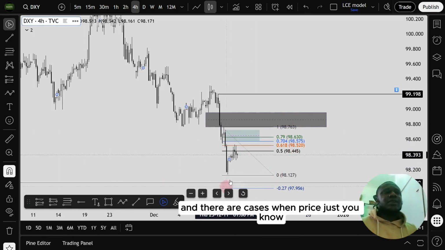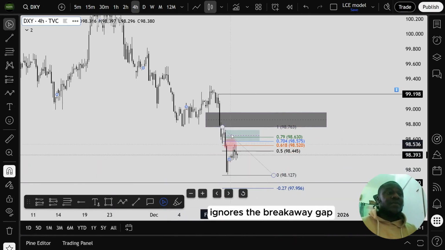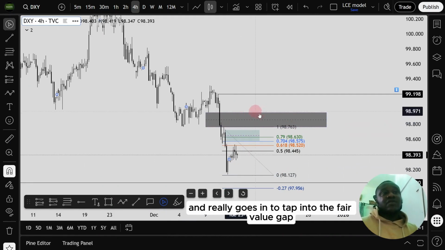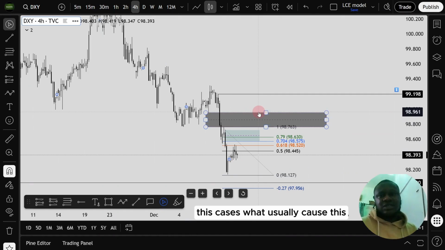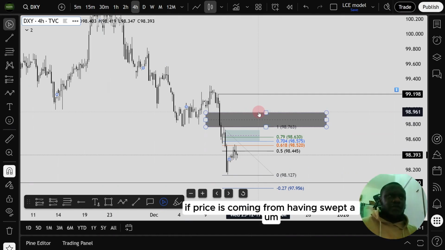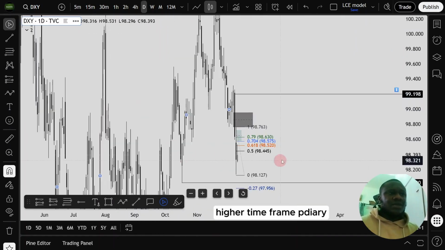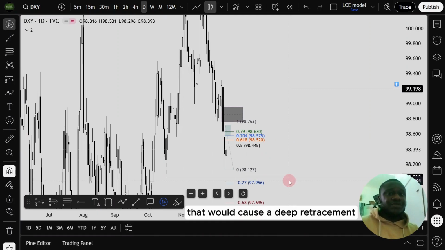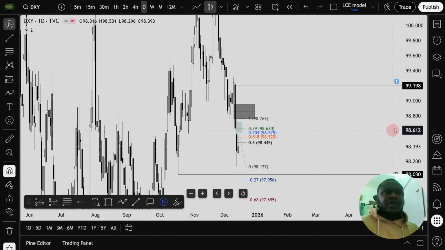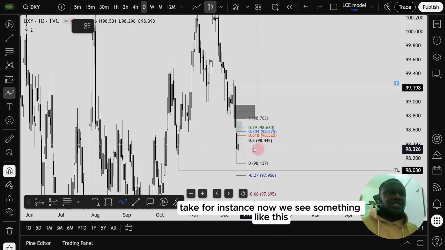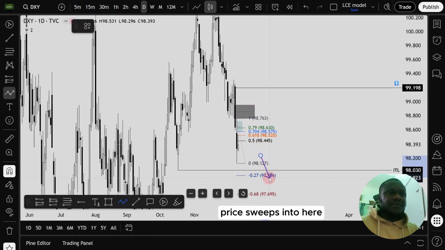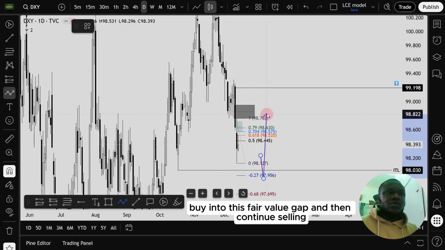And there are cases when price just ignores the breakaway gap and really goes in to tap into the fair value gap. What usually causes this? If price is coming from having swept a higher time frame PDRA, that would cause a deep retracement, then a breakaway gap may fail. Take for instance now, we see something like this. Price sweeps into here. Now it has taken an intermediate term low. That is liquidity. It could use that liquidity. There could be some bullish pressure, buy into this fair value gap and then continue selling.